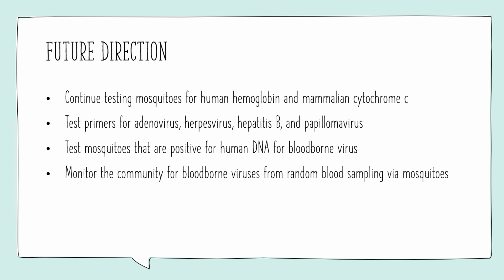So as for the future direction of the project, we plan to continue testing the mosquitoes for human hemoglobin and mammalian cytochrome C, test primers for adenovirus, herpes virus, hepatitis B, and papillomavirus, one of which is actually already in the works, and test mosquitoes that are positive for human DNA for blood-borne viruses. The ultimate goal is to monitor the community for blood-borne viruses from random blood sampling from the mosquitoes.